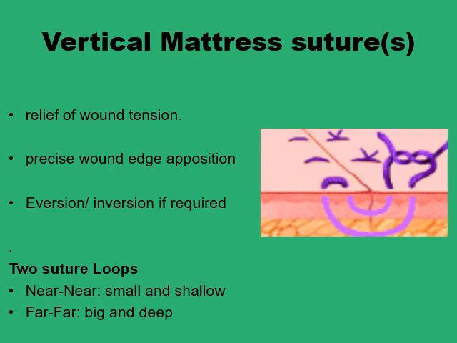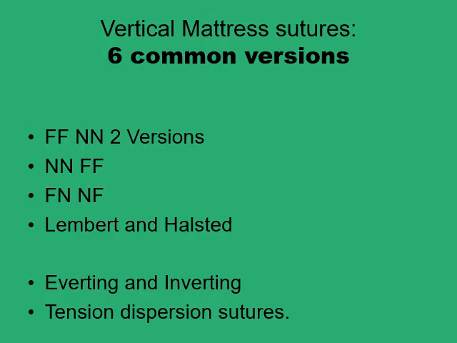Two loops: one of them is the near to near loop, which is shallow through the dermis itself, and the other is a deeper loop into the subcutaneous tissue to provide tension support to the wound edges while it's being healed.